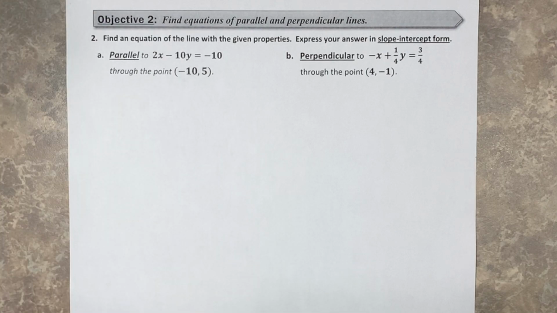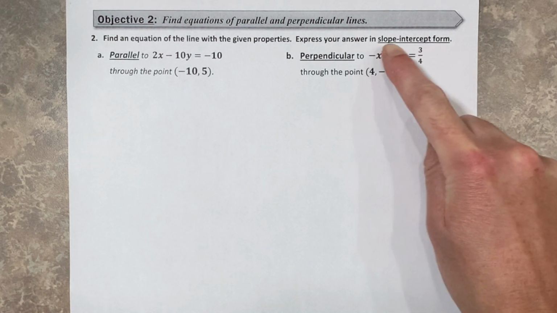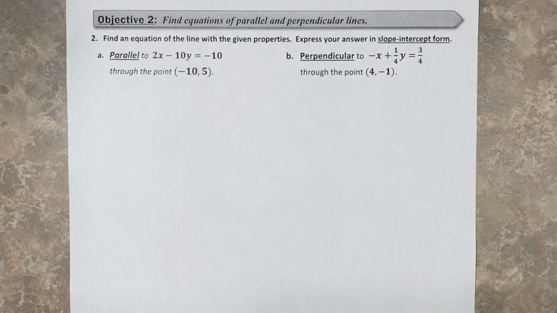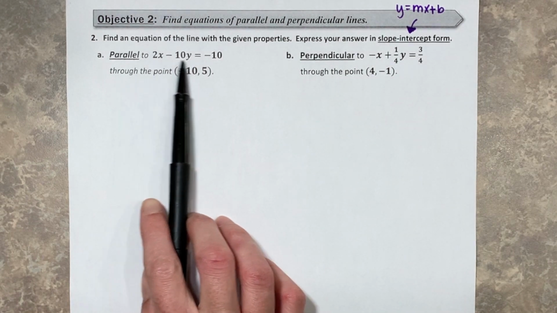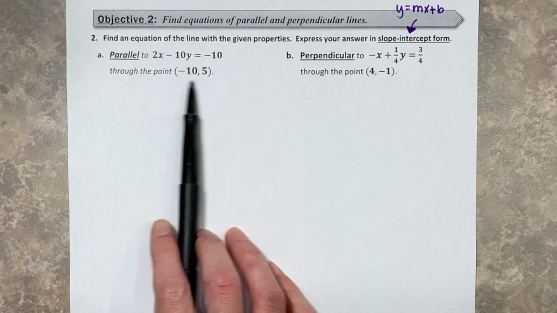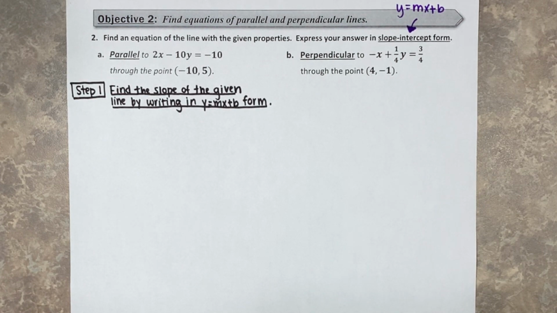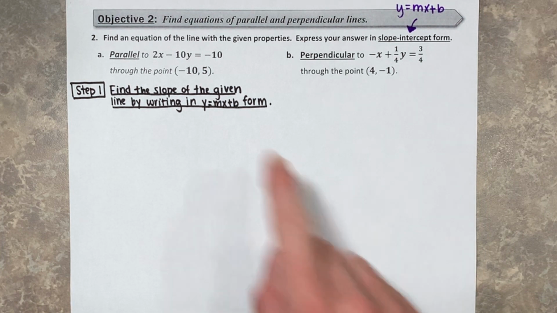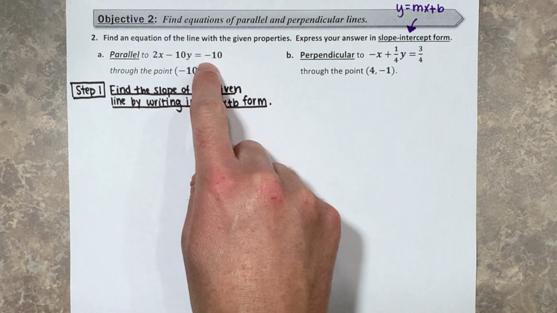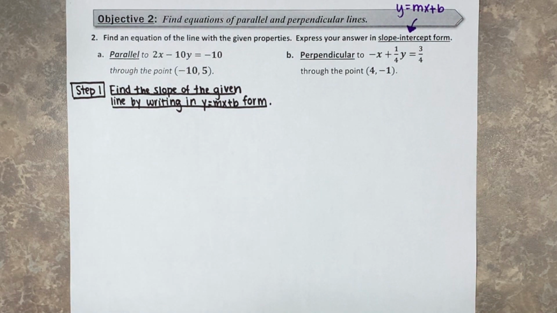Next, we're going to find the equation of the line with the given properties, and we're asked to write our answer in slope-intercept form. Remember, slope-intercept form is the y equals mx plus b form. We're trying to find the equation of a line that's parallel to this line and that goes through this given point. If you remember the previous lesson, we discussed that when you're trying to come up with the equation for a line, you first need to determine the slope. So we're going to start by finding the slope of the given line, which is this line right here, by writing it in y equals mx plus b form.